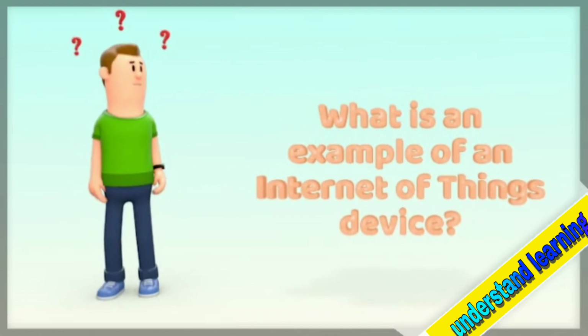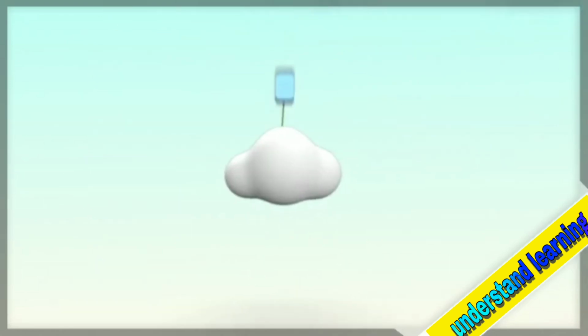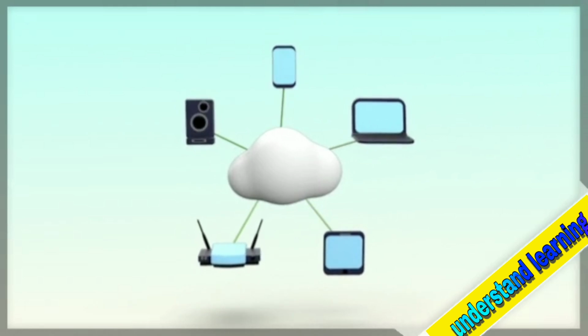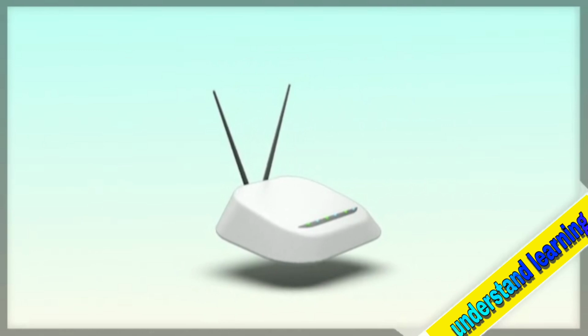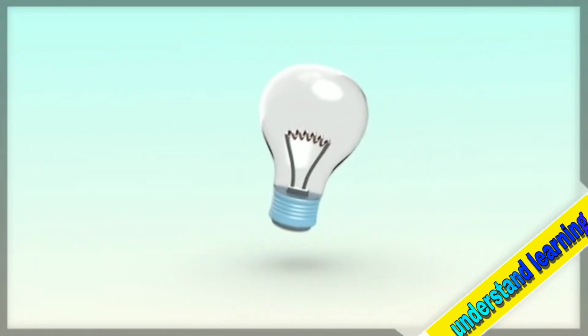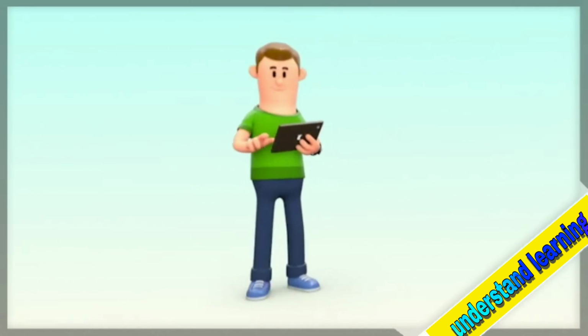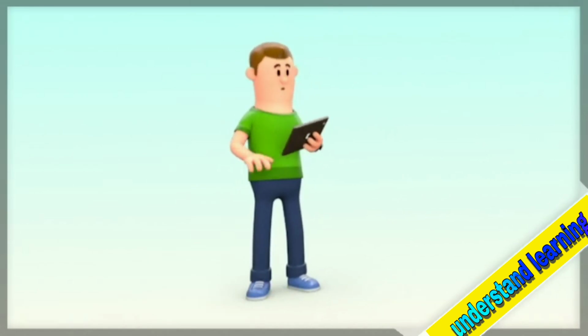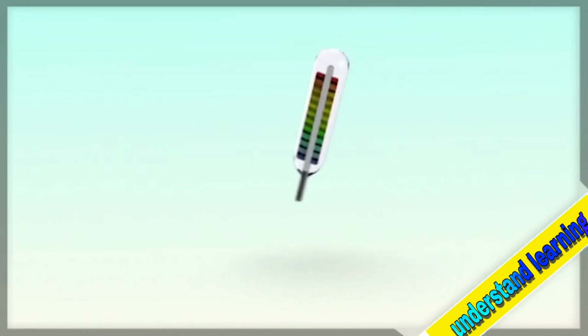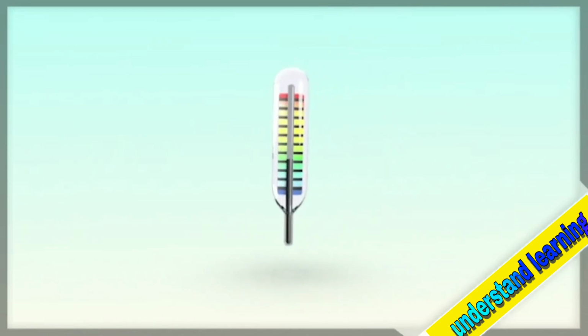What is an example of an Internet of Things device? Pretty much any physical object can be transformed into an IoT device if it can be connected to the internet to be controlled or communicate information. A light bulb that can be switched on using a smartphone app is an IoT device, as is a motion sensor or a smart thermostat in your office or a connected street light.